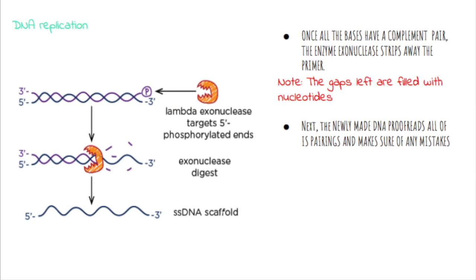So once all the bases in DNA have a complementary pair, the enzyme exonuclease strips away the primer. So basically it's taking away anything that it doesn't need anymore. And the gaps that are left that don't have any bases are filled with the nucleotides, which are A, T, C, and G. Next, the newly made DNA proofreads all of its pairings and makes sure of any mistakes. So to make sure there's no mistakes in the DNA replication.